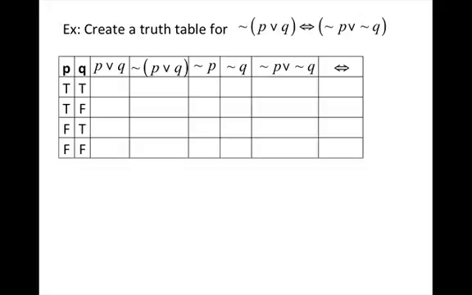So let's begin with P or Q. So I compare my columns for P and Q. The OR is only false when these are both false. That's in my 4th row. So it's true in the first 3 rows. Now I want the negation of P or Q. So look at your P or Q column and take the opposite truth values. So if I have true, true, true, false, the negation of this is false, false, false, true.